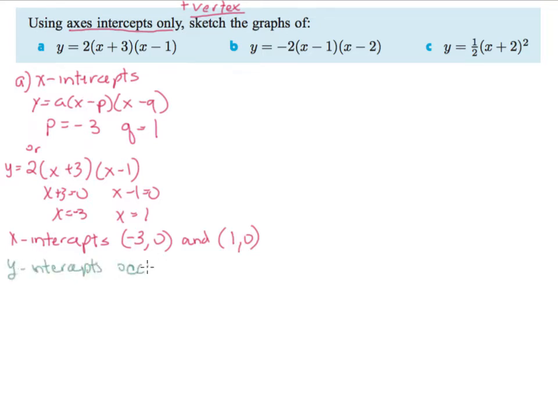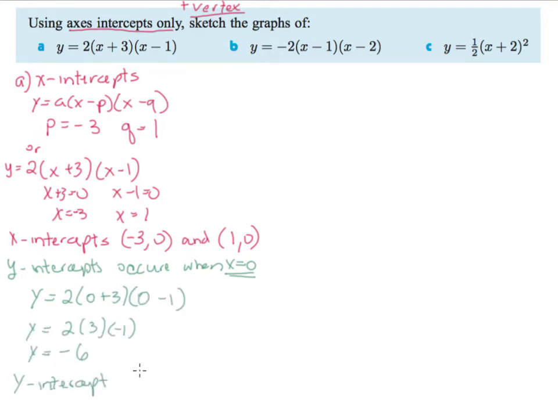Our y-intercept is found when we set x equal to 0. So I just go to my equation, replace every x with 0, simplify down, and I find my y-intercept to be the point (0, -6).